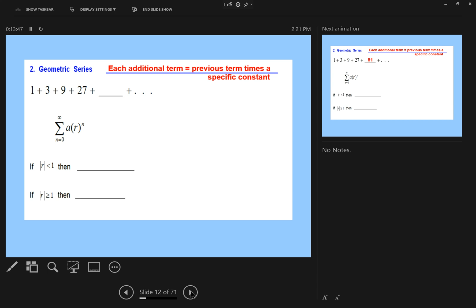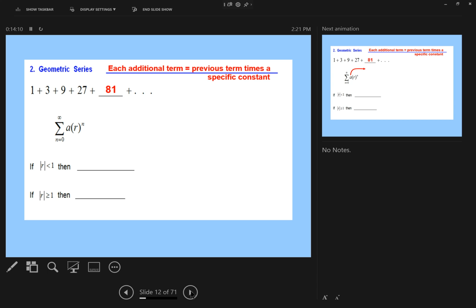Huh? What would the next term be? Wouldn't it be whatever 27 times 3 is, which is 81? So do you recognize that you're multiplying by 3 every time? So whatever you start with is generic, and then we multiply by 3 every time to get the next term. So that's what a geometric series looks like.